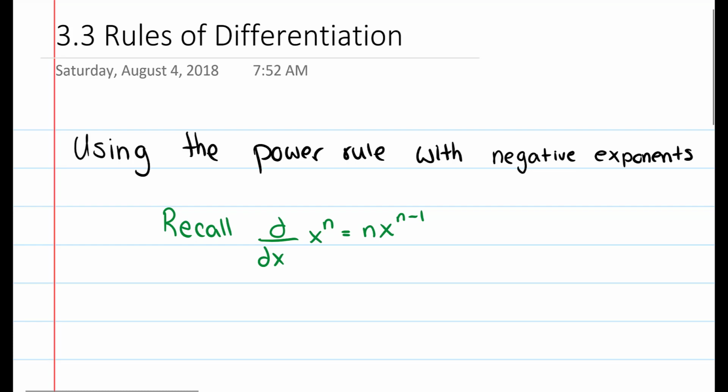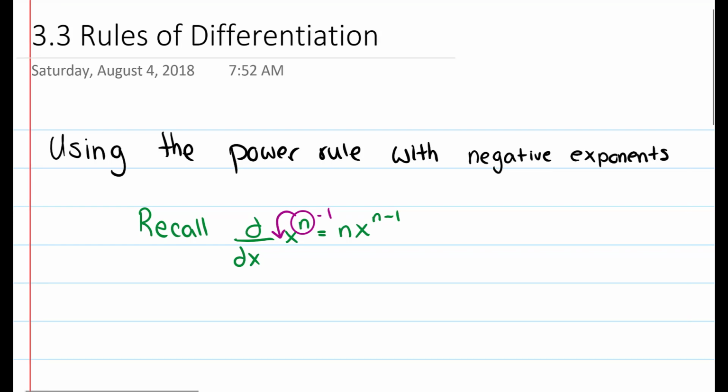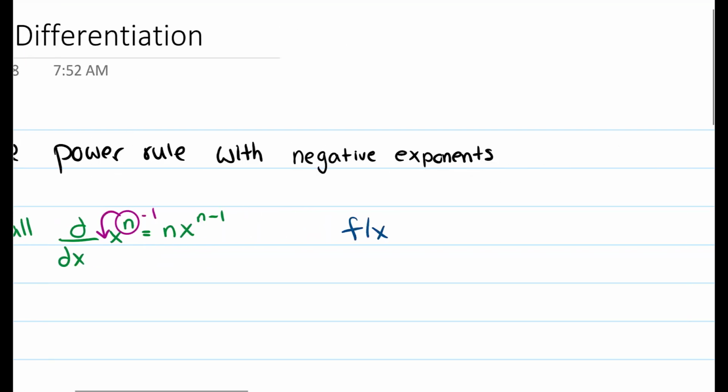In this video, we're going to talk about how to use the power rule when negative exponents are involved. So recall that the derivative with respect to x of x to the n power is equal to n times x to the n minus 1. That's where you take this power, bring it down to the front, and subtract 1. So let's look at an example.